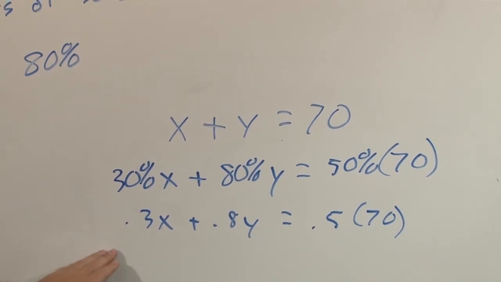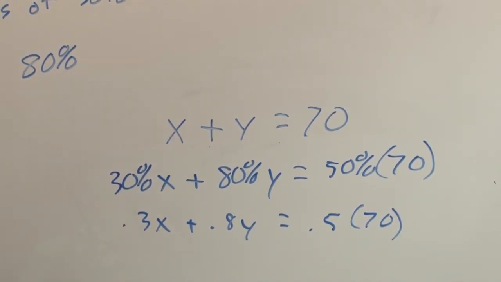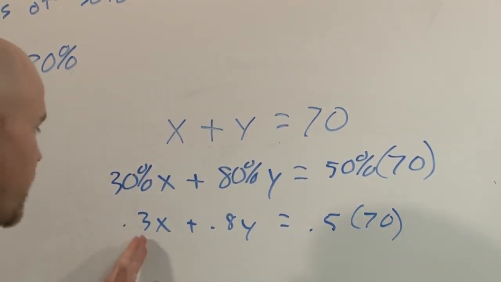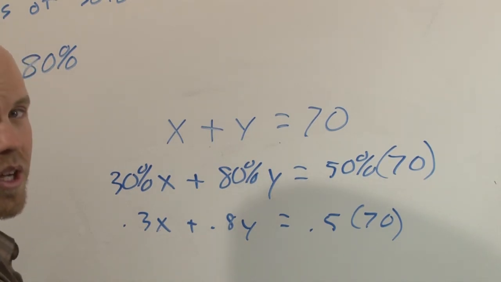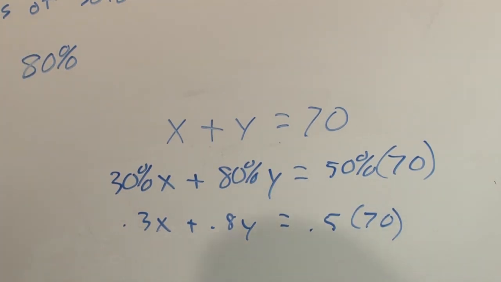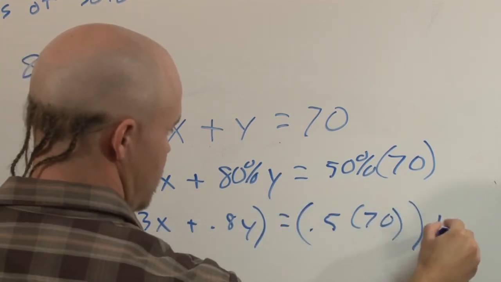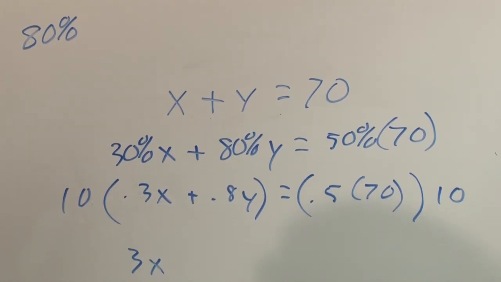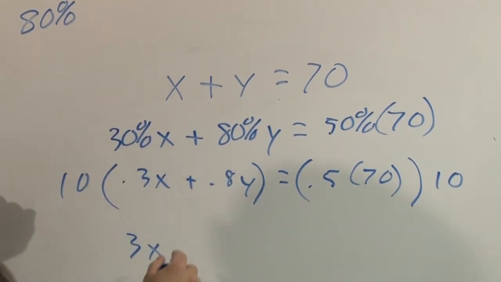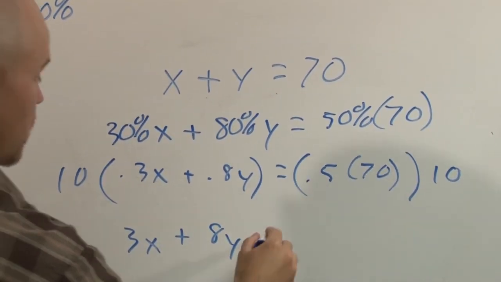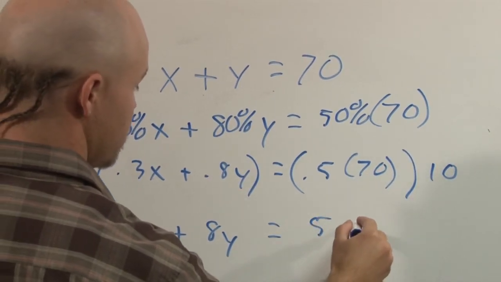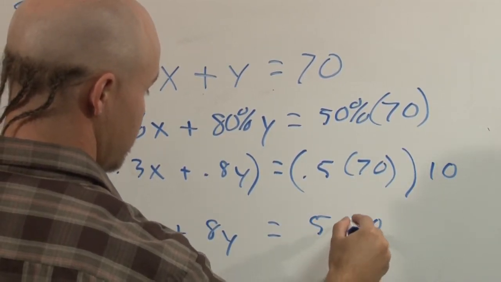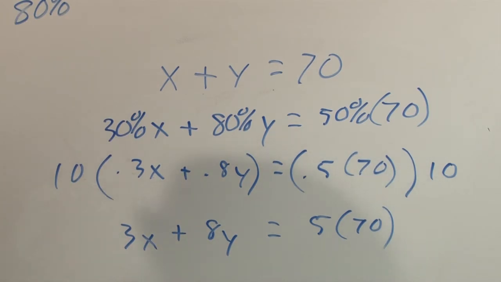Now for here, it looks like there's tricks you can do, and one trick is multiplying by 10 to every term or both sides of the equation to clear these decimals. So that's what I'm going to do here. We're going to multiply both sides by 10. And what this is going to do is give us a 3x, because 0.3 times 10 would give us a 3x, plus an 8y will equal 5 times 70. Okay, this makes things a little easier.